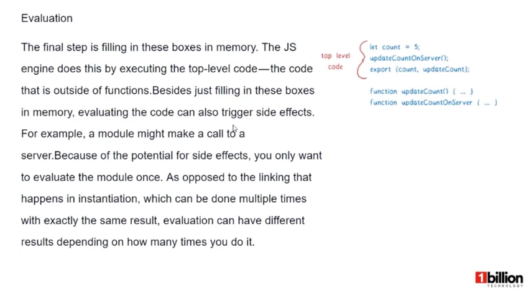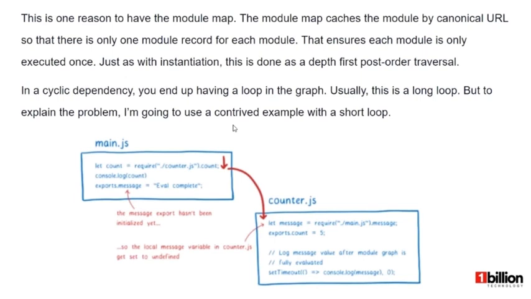Because of the potential for side effects, you only want to evaluate the module once, as opposed to linking, which happens in instantiation and can be done multiple times with exactly the same results. Evaluation can have different results depending on how many times you do it. This is one of the reasons to have the module map. The module map caches the module by canonical URL so that there is only one module record for each module. That ensures each module is only executed once, just as with instantiation.